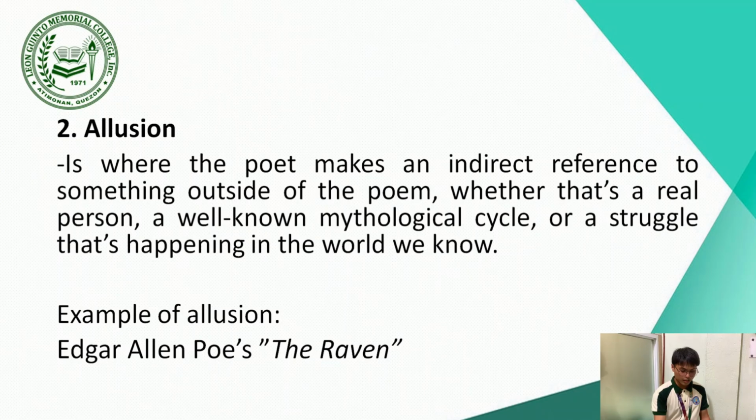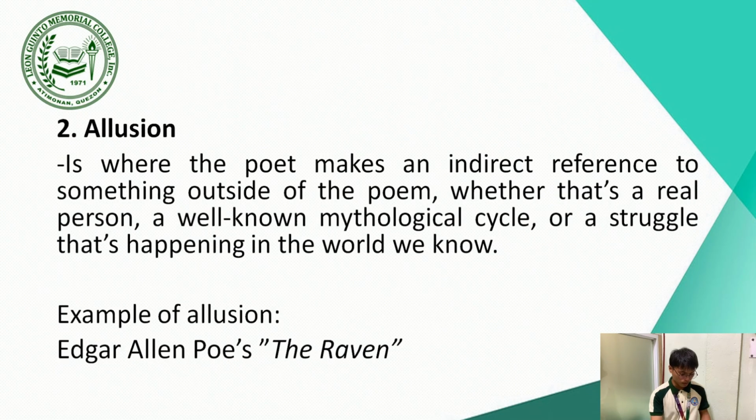The next kind of poetic device is the allusion. Allusion is where the poet makes an indirect reference to something outside of the poem, whether that's a real person, a well-known mythological cycle, or a struggle that's happening in the world we know. Sometimes this is simply to draw a parallel that the reader will easily understand, but often allusions are used to hint at something that it would be insensitive or even dangerous to directly acknowledge.